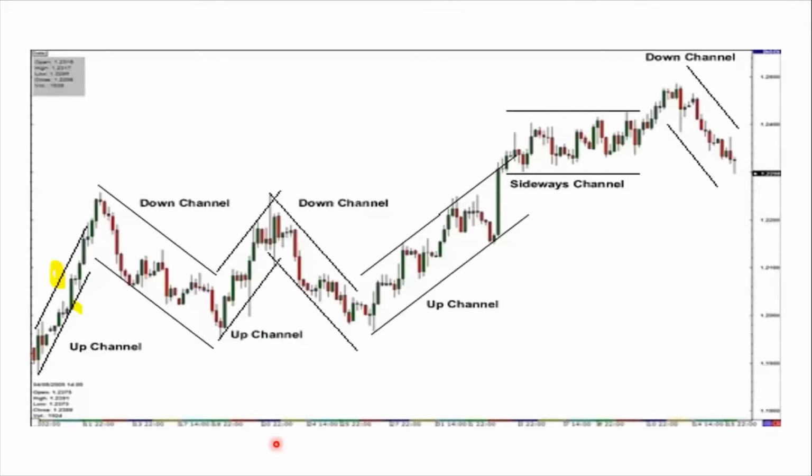So we are going to head to the real market right now so that we can see how the price behaves.